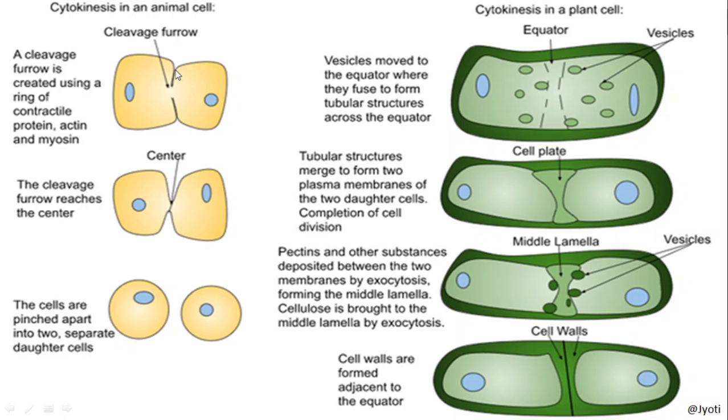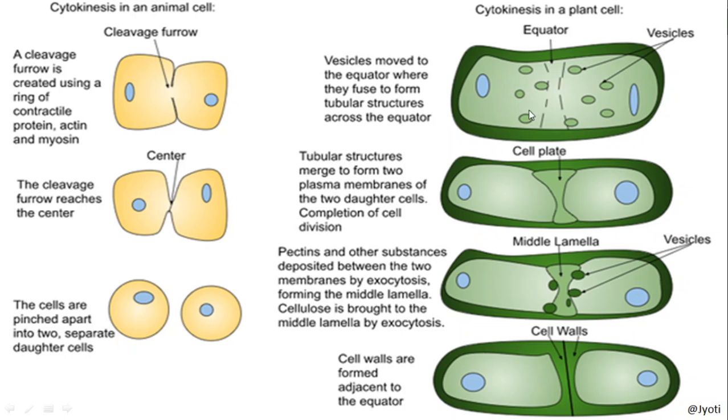They form a cleavage furrow. Then the cleavage furrow gradually deepens, and the sides reach each other, touch each other at the center, and then the cells are pinched apart. Now you can see the two complete daughter cells are formed. This is how cytokinesis takes place in an animal cell. But in the case of a plant cell, it is a bit complicated.